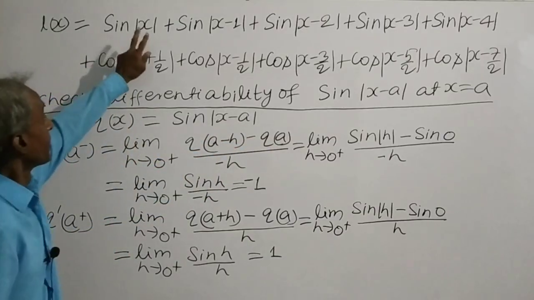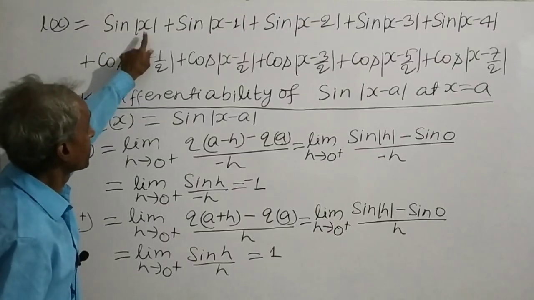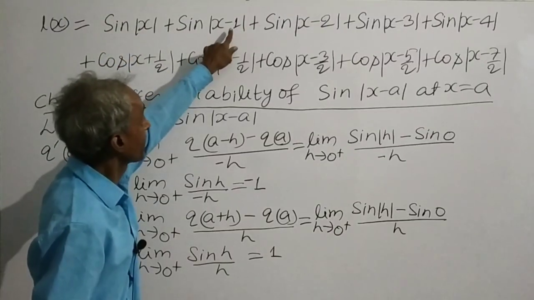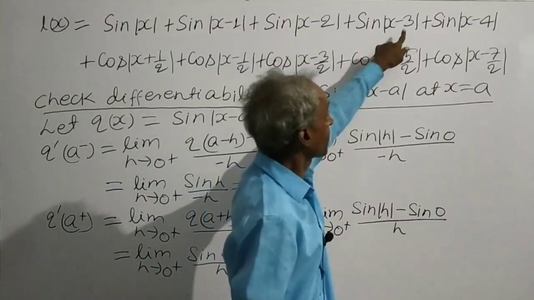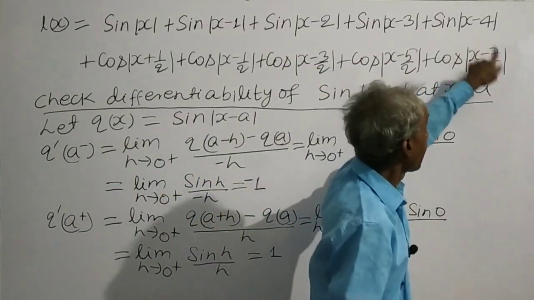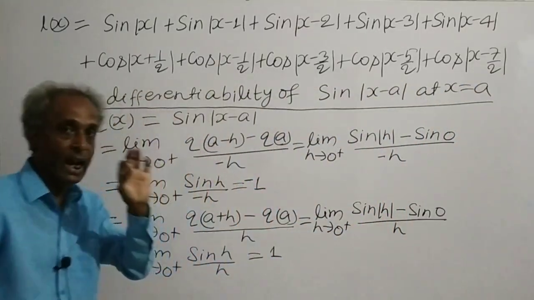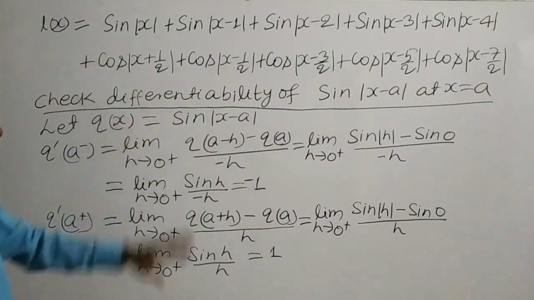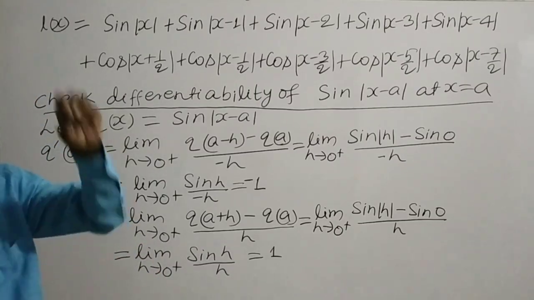That means this Lx is not differentiable at x is equal to 0, at x is equal to 1, at x is equal to 2, at x is equal to 3, and at x is equal to 4. That means there are exactly 5 points at which Lx is not differentiable.